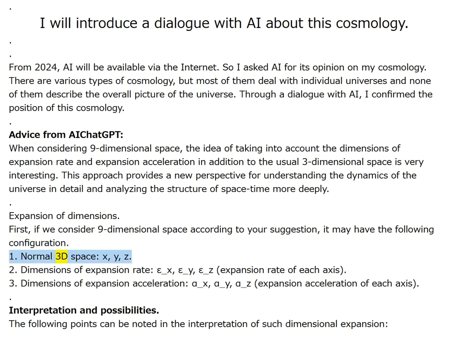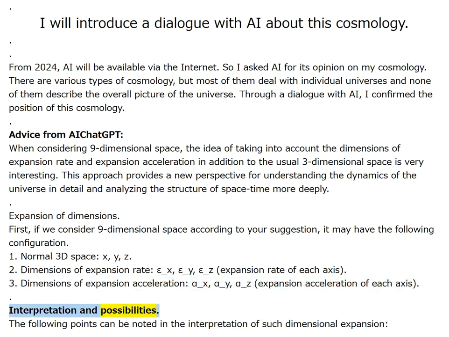1. Normal 3D space: x, y, z. 2. Dimensions of expansion rate: epsilon_x, epsilon_y, epsilon_z, the expansion rate of each axis. 3. Dimensions of expansion acceleration: alpha_x, alpha_y, alpha_z, the expansion acceleration of each axis.